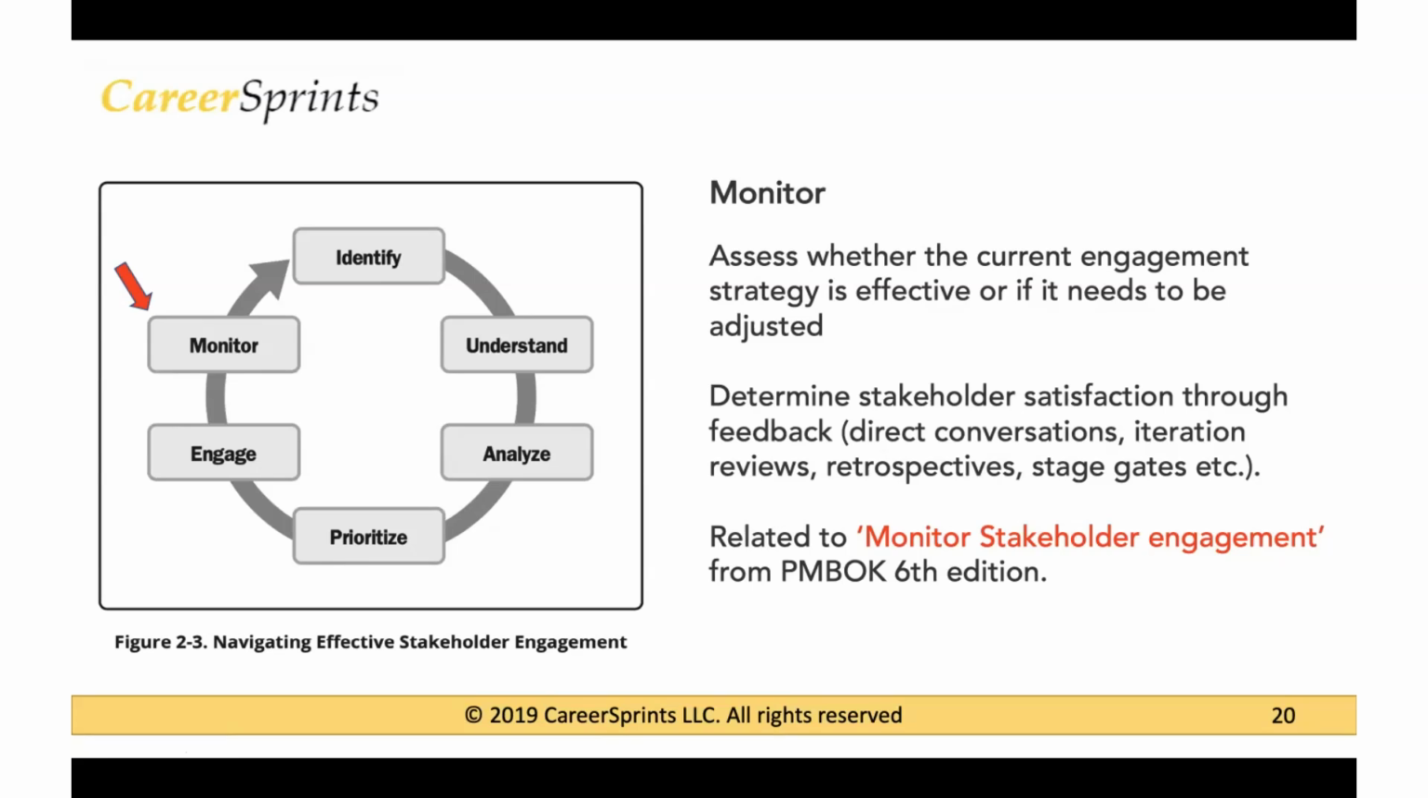And whether people are understanding what you're telling them or not. So it says assess whether the current engagement strategy is effective or it needs to be adjusted. So as the project manager monitors the engagement strategy, how do you know whether the engagement strategy is working or not?